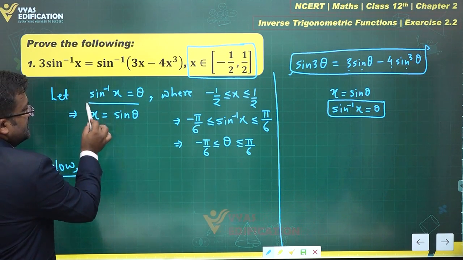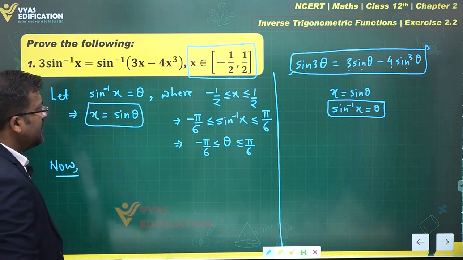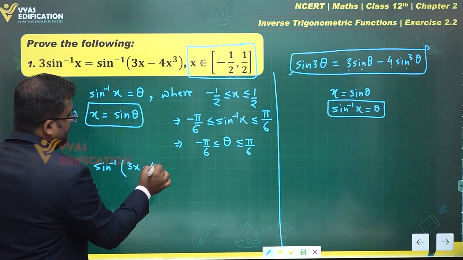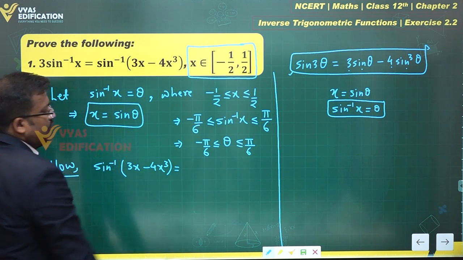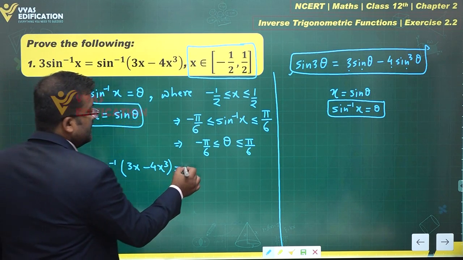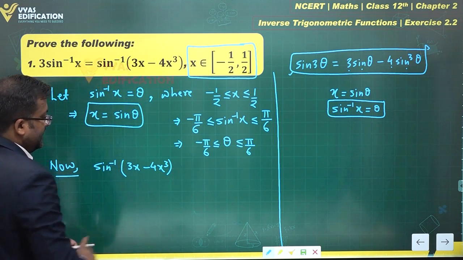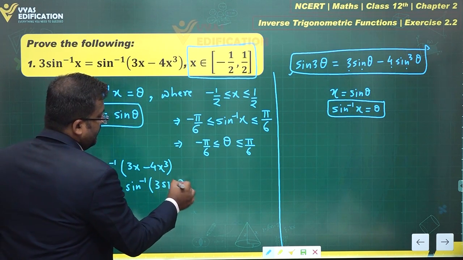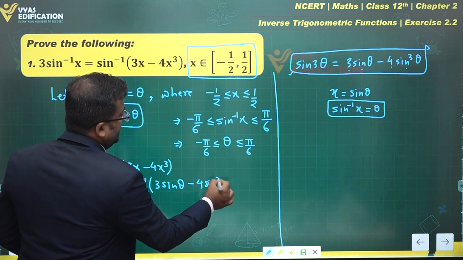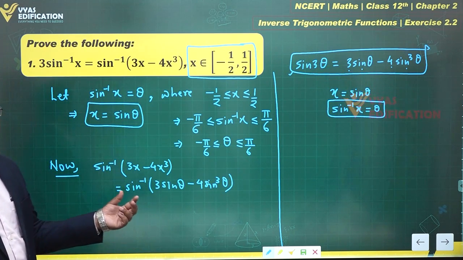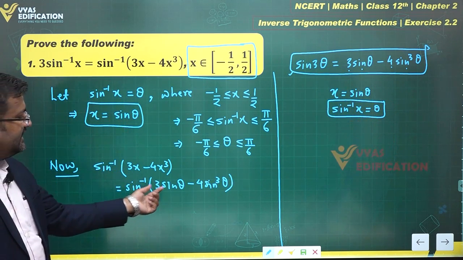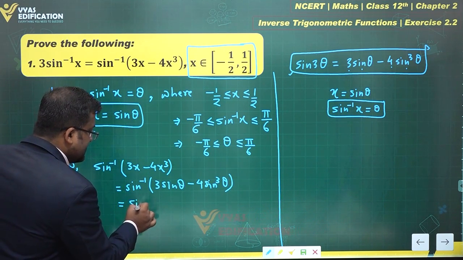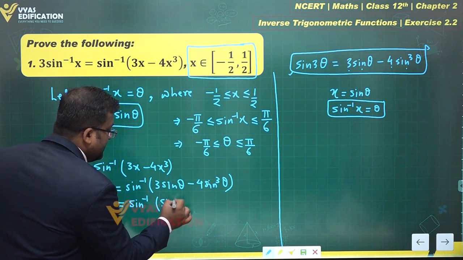This gives me x equals sine theta. Now begin with this complicated expression. Sine inverse of 3x minus 4x cube is equal to what? Let's write it over here. This is equal to sine inverse of 3 sine theta minus 4 sine cube theta, because we've used a substitution in terms of theta: x is simply sine theta. Let's replace this x by sine theta. The benefit of this is that it can be written as sine inverse sine 3 theta.